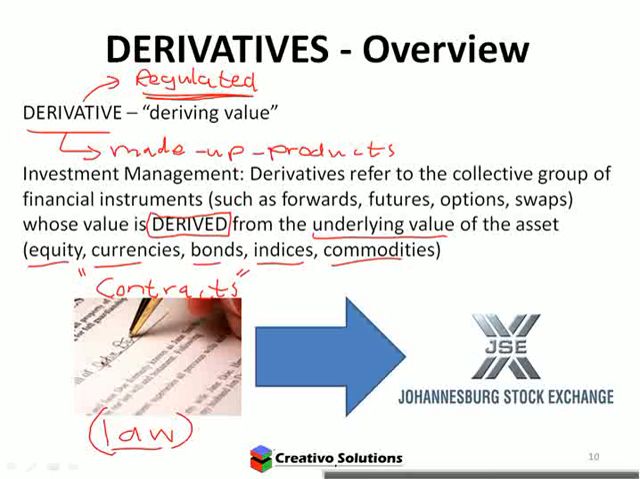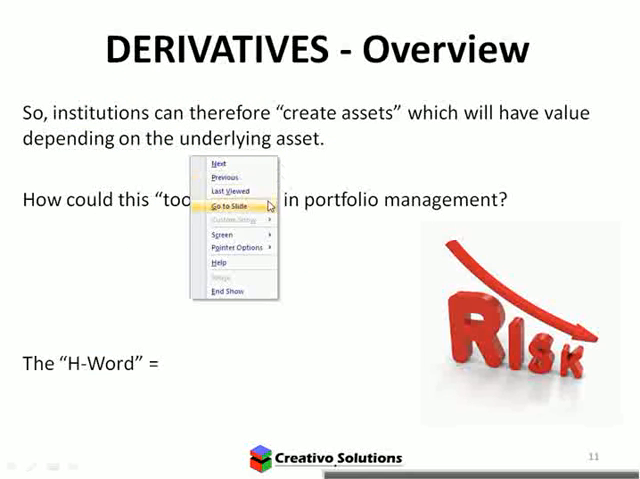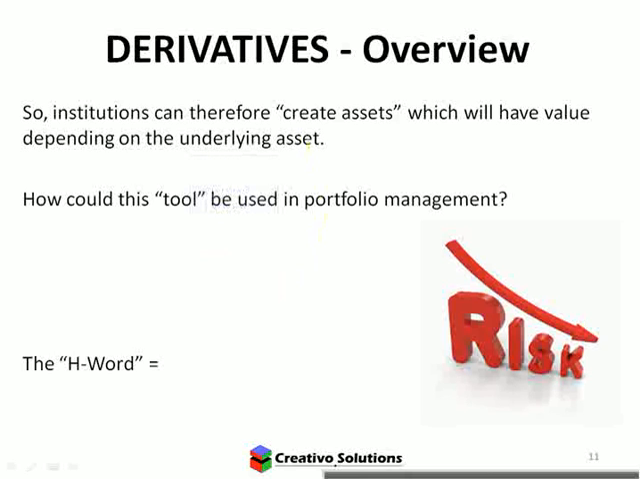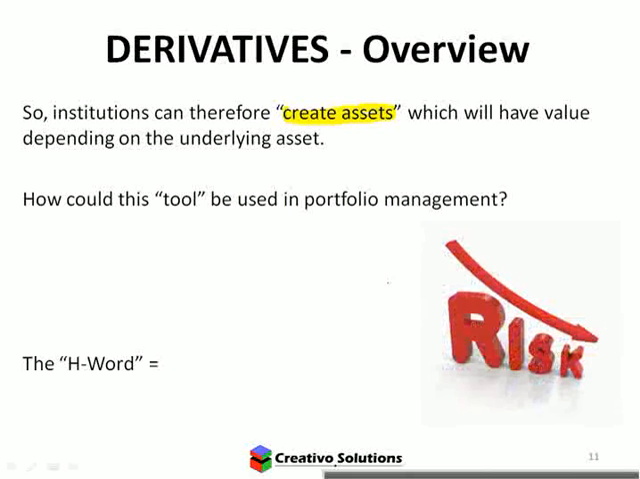Okay, so a derivative is about creating contracts based on other items. Institutions can create assets, as we just spoke about, which will have value depending on the underlying assets. So how could this tool be used in portfolio management? Okay, so risk management is what? Define risk management.